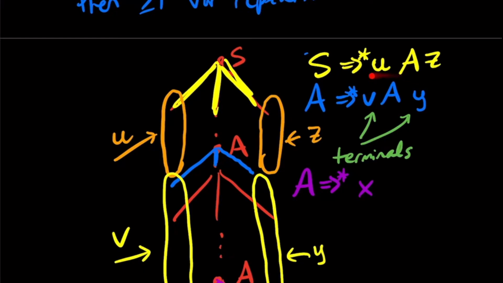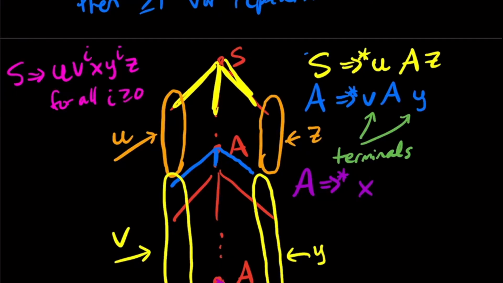So that means that I can apply this set of rules any number of times I want. So that implies that S can make U, V to the i, X, Y to the i, Z for all i at least 0. So this is exactly the same condition that appears in the pumping lemma for context-free languages, which is not surprising because I can just copy and paste parse trees around. Okay, so what can we do here?